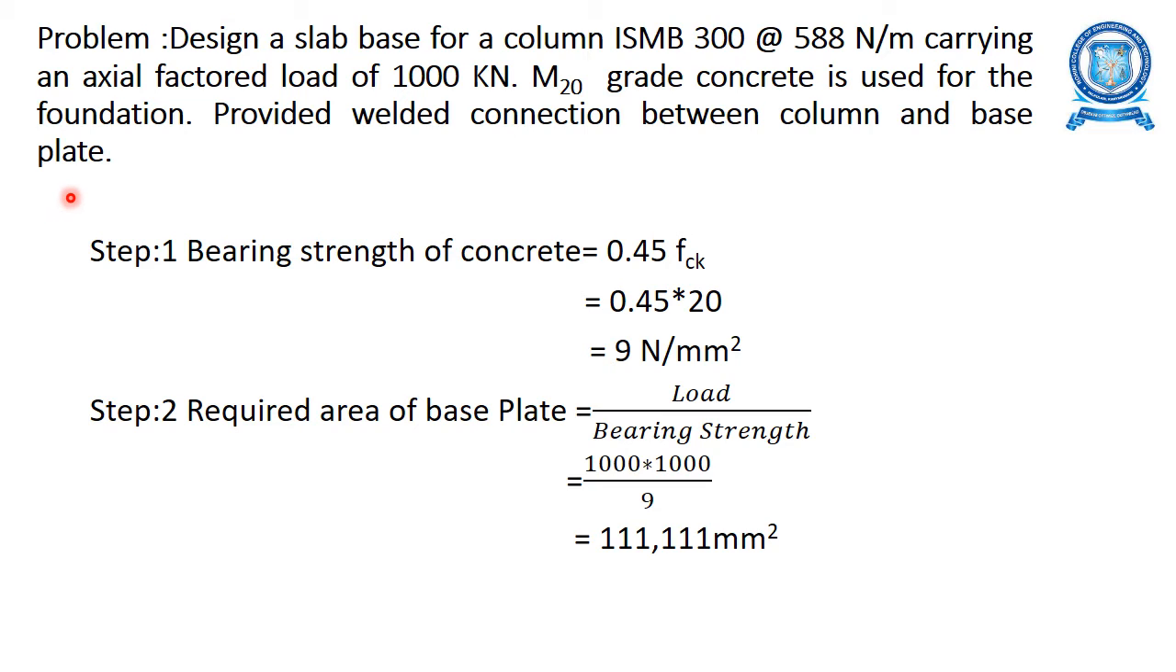As we already discussed, the bearing strength of concrete is normally calculated by 0.45 fck. 0.45 into fck, where fck is 20, will be equal to 9 Newton per mm square. Based on the bearing strength of the concrete, we have to determine the required area of the base plate. So step number 2: determine the required area of the base plate. That is equal to load divided by bearing strength. So 1000 into 10 power 3 divided by 9 gives 111111 mm square, the required area of the base plate. So we have to define that area of the base plate, L into B.